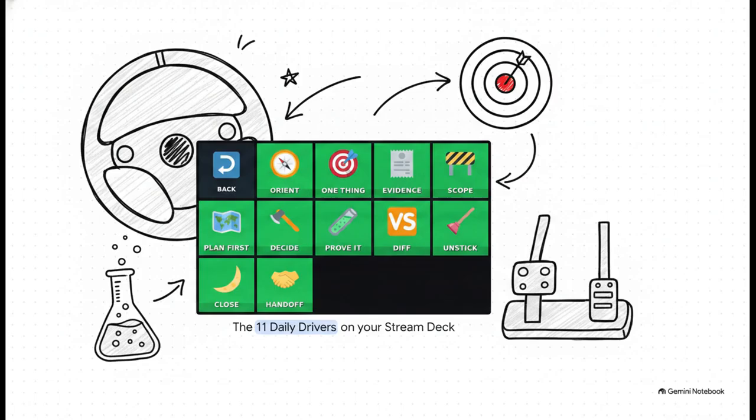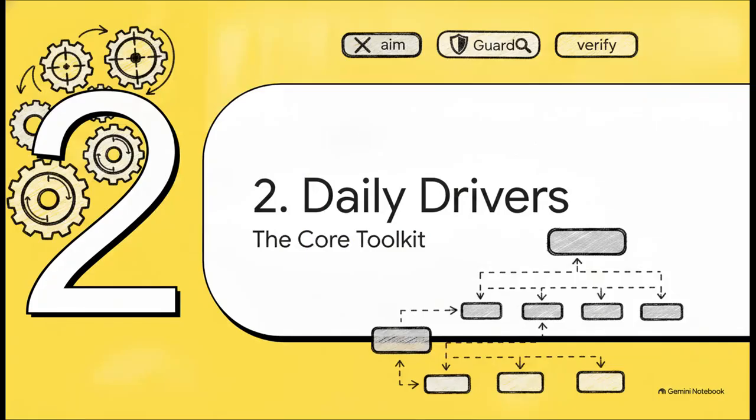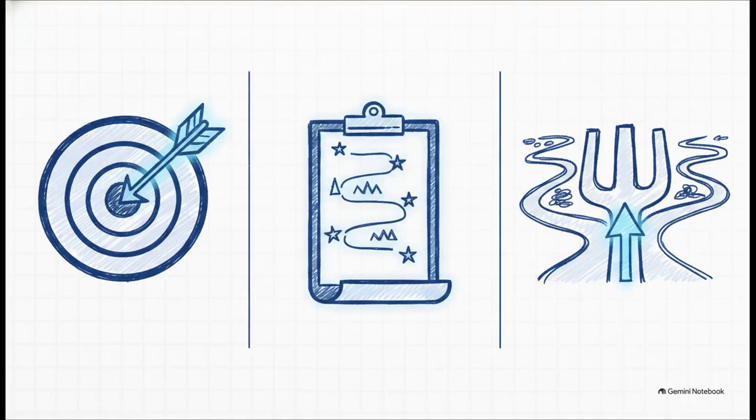This grounds all those high-level abstract concepts into tangible, physical buttons that you press every single day to control the session. You've got your Orient button, your One Thing target, your Prove It beaker. These 11 keys, they're literally your steering wheel, your brakes, and your accelerator. Moving right along to Section 2, the daily driver's toolkit. Now that we know the hardware, let's break down the core arsenal.